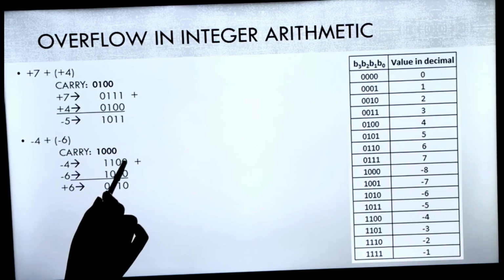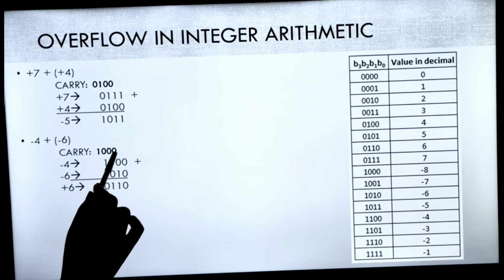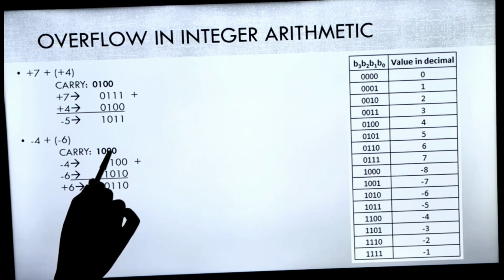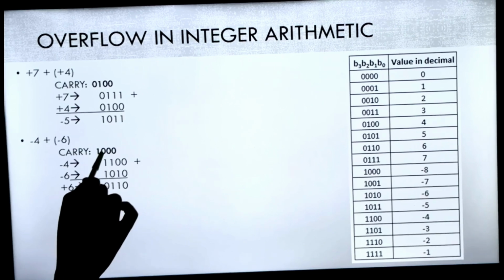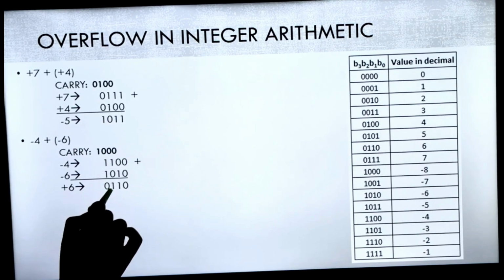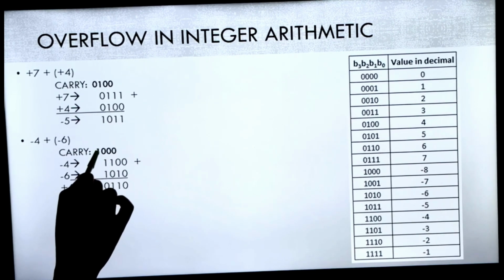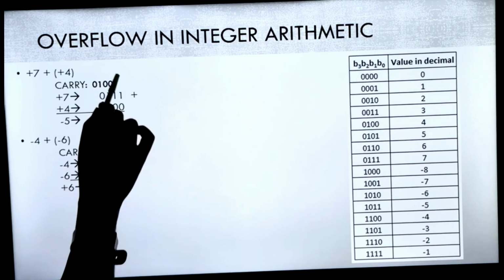Similarly, here you see 0 plus 0 is 0, so next carry out bit is 0. 0 plus 1 is 1, no carry out bit, so 0. 1 plus 0 is 1, no carry out bit. 1 plus 1 is 0, we have a carry out bit 1. Now, see these two things.